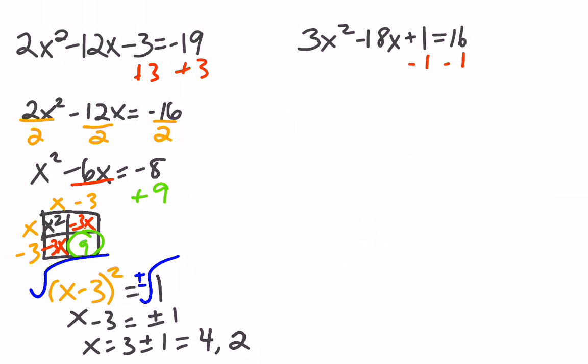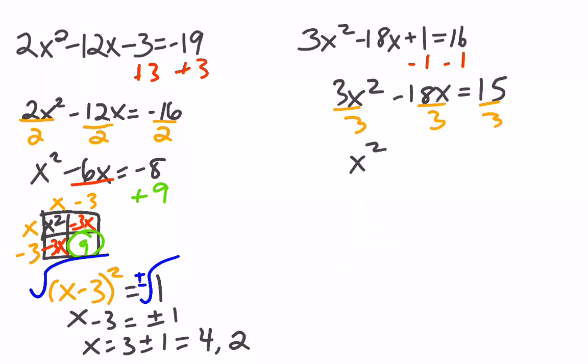Subtract 1. 16 minus 1 is 15. Now I'm in front of my x squared. I'm nice and make these turn out well, but like I said, you could have done this and it be fractions. It's still your step. Negative 18 divided by 3 is negative 6. And 15 divided by 3 is 5.